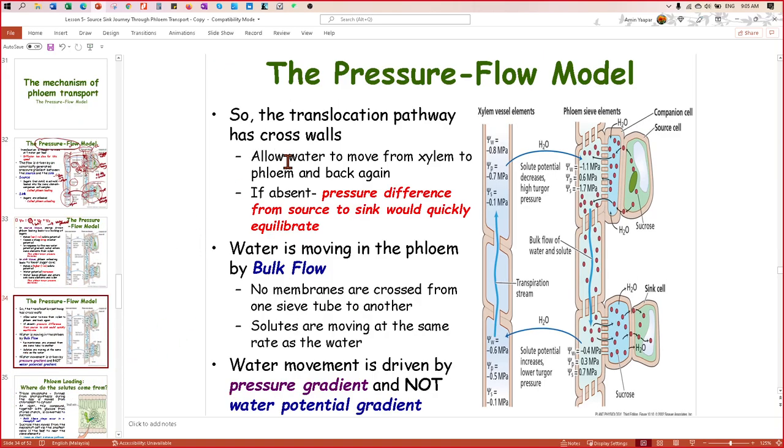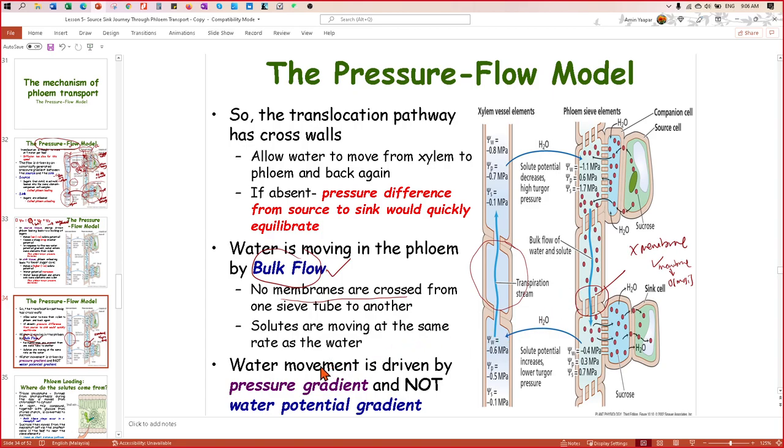So one thing to note now is the specific name. Water is moving in the phloem by bulk flow. No membrane to cross. How come no membrane? Because these are sieve elements. When there is no membrane, we call it bulk flow. When there is a membrane, what do you call it? You call it osmosis. Why bulk flow? We just want to make things faster now.